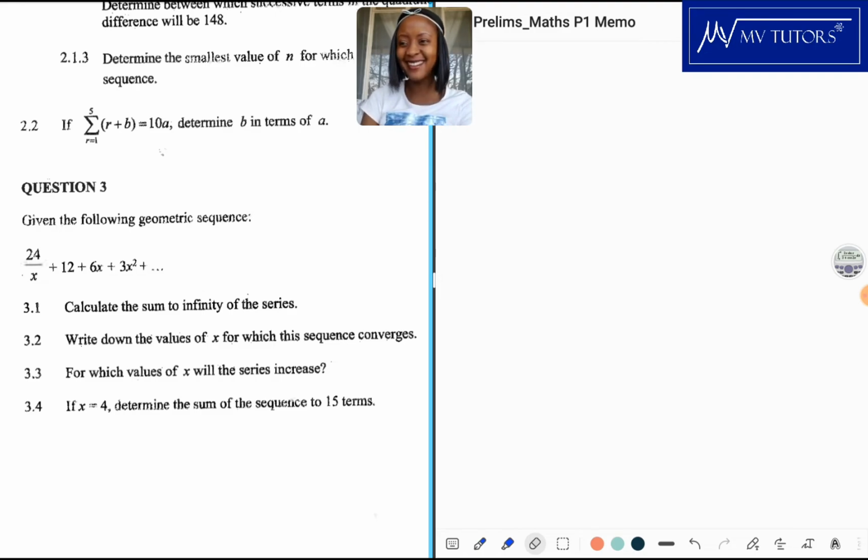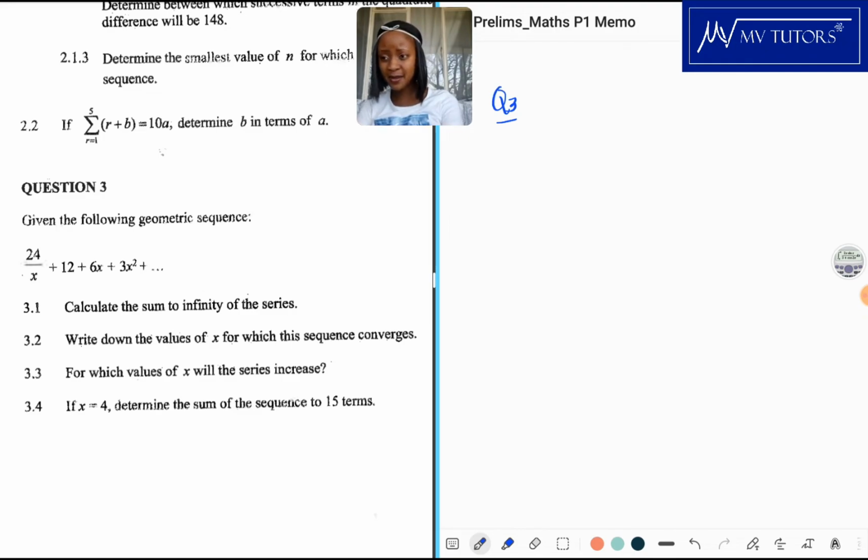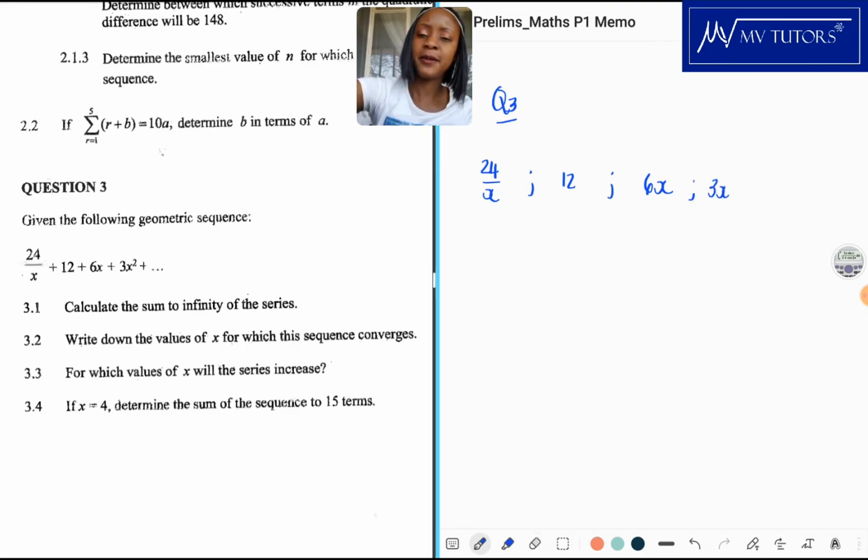Say something. Alright, question 3. Yeah, let's get to it. So it says, given the following geometric sequence, okay, we have 24 over x, and then we have 12, then we have 6x. Oh, this is a series, right? We're adding. Ugh, it's fine. Then we have 3x squared.